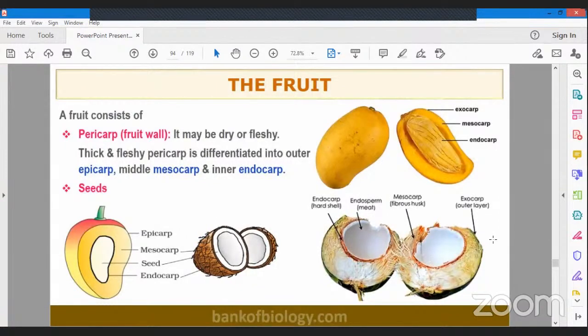We eat the endosperm, that is cellular endosperm. Okay, and what do we drink? We drink the nuclear endosperm of the coconut. So take this down.